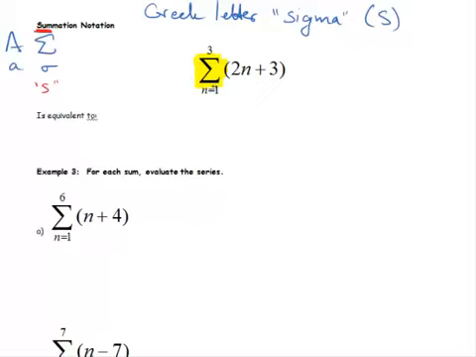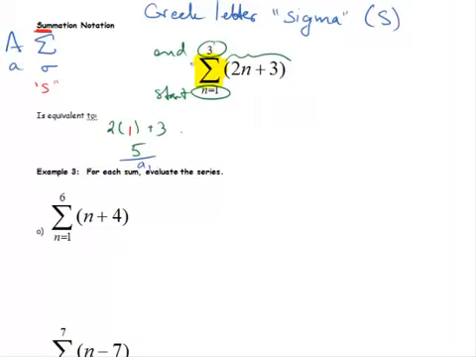When you have sigma, you're always going to have a starting and an ending number, and then this is going to tell you how to get the terms in your pattern. So what this is equivalent to is saying 2 times n plus 3, and you start with the starting number 1. So 2 times 1 is 2, 2 plus 3 is 5. That is your very first term.